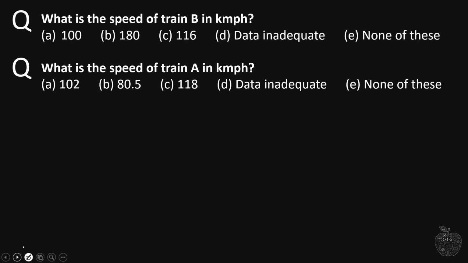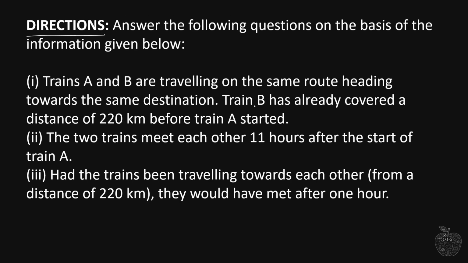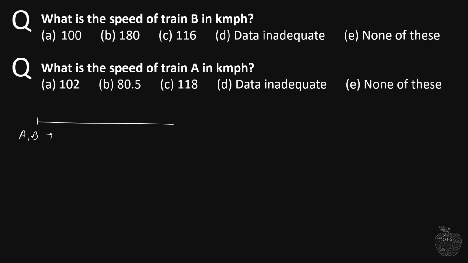What is point 1 trying to tell us? That these are train A and B, they are moving towards the same destination on the same route. Now train B has already covered a distance of 220 kilometers before train A started. So before even the start of train A, train B has already covered a distance of 220 kilometers. So that means train B is over here and they both are moving in the same direction.